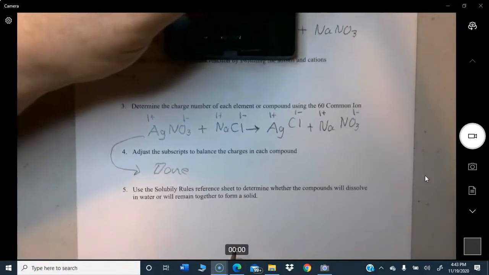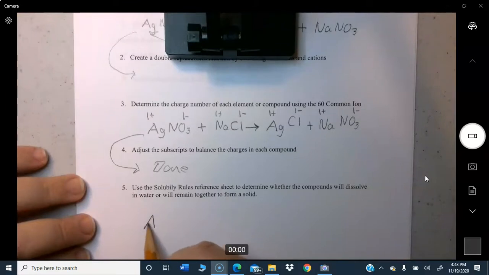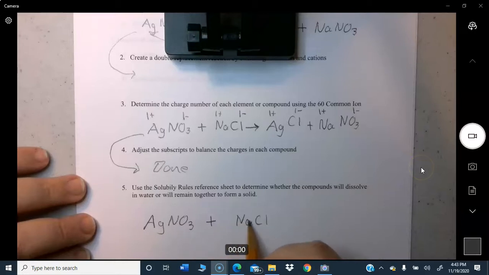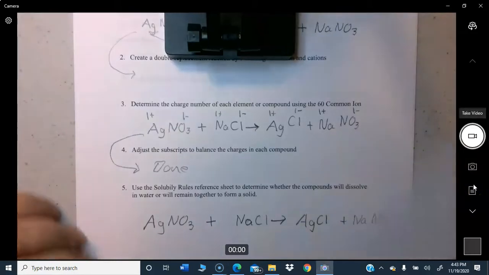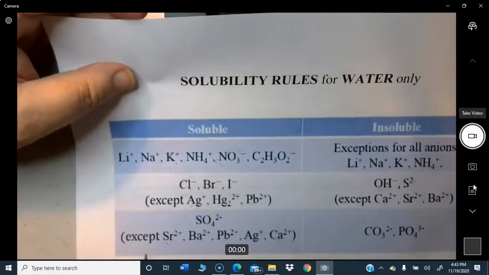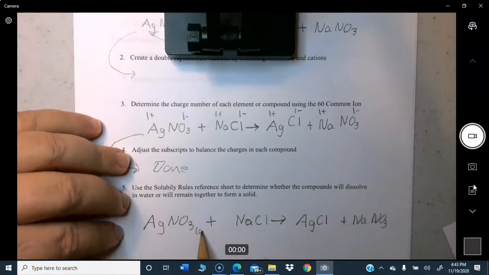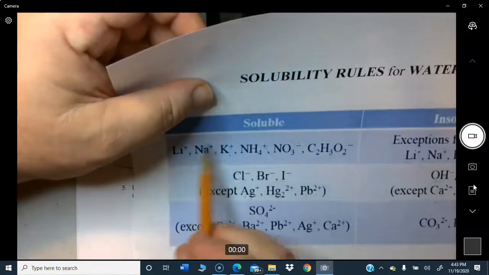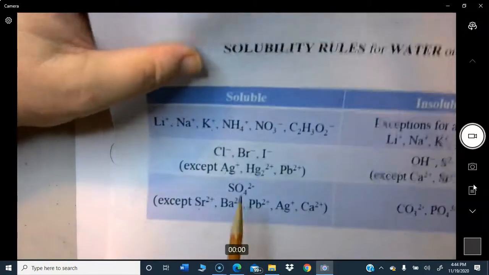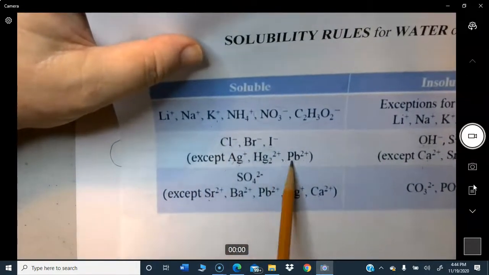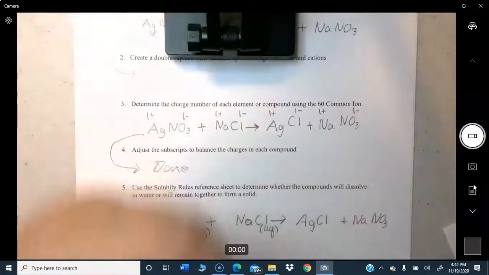Okay, now we're going to use the solubility rules. So I'm going to come down and write it again, and leave space to write that. Okay, so let's get out our solubility rules. AgNO3. NO3 is soluble with anything, so that's going to be aqueous. NaCl. Na is soluble with anything, so that's going to be aqueous. AgCl. Cl is soluble with anything except these three, and Ag is one of those. So that means these two are insoluble. So they're going to form a solid.